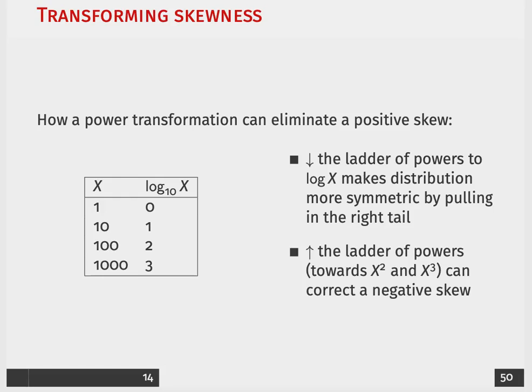Now, if we increase the ladder of powers toward x cubed or x squared, that can also correct for a negative skew. So if we have more data higher with few observations lower. And we're going to walk through an example in the next slide.